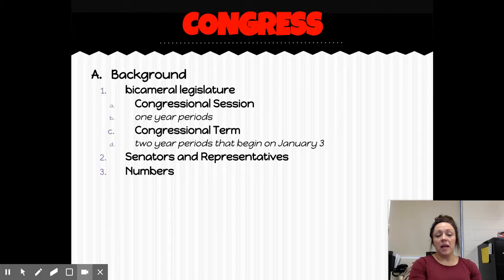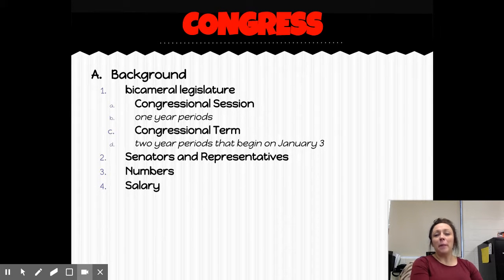The numbers: we have 100 senators in the United States and 435 representatives. We get that number 100 from 50 states times 2 senators equals 100 senators. And the number 435, the total number of representatives in the United States House, was a number set by law by Congress way back in the early 1900s.